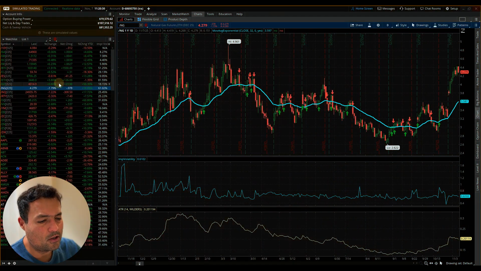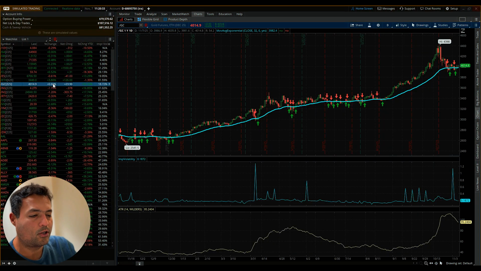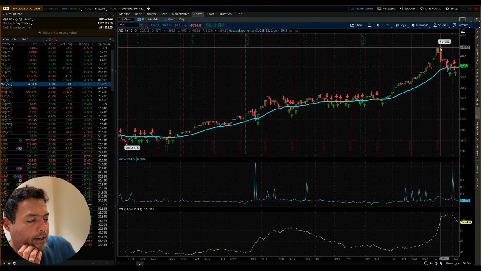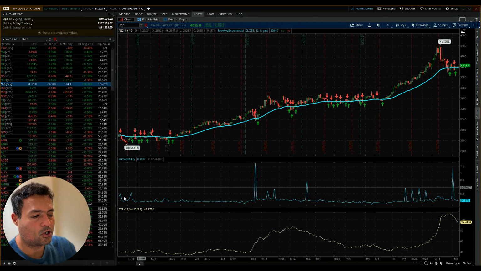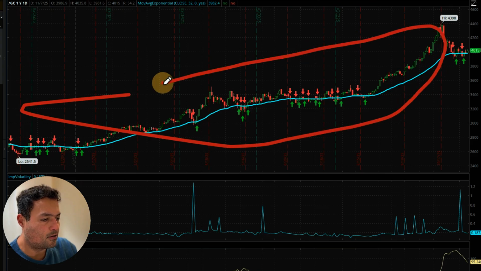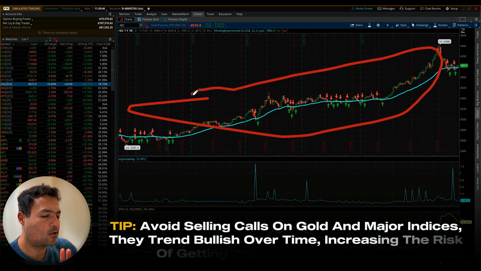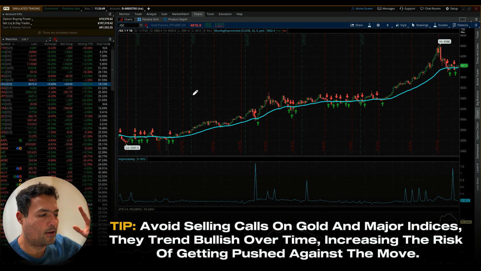Implied vol. Gold is a very big product again, and it's very bullish though. Gold is a very bullish market. I don't like to sell calls in gold because look at this chart. This would have hurt you. Selling calls here would have hurt you all the time. Because if anything is going right and up, you need to be careful about selling calls in there.